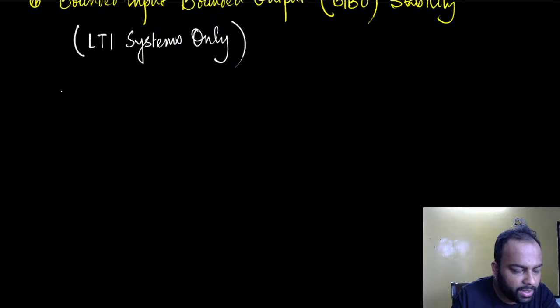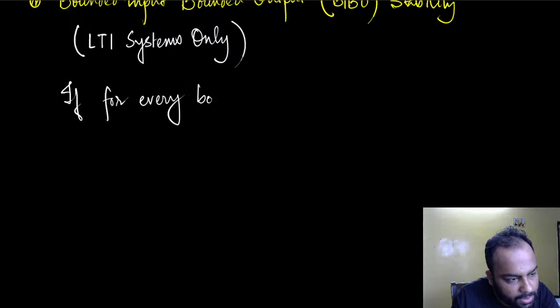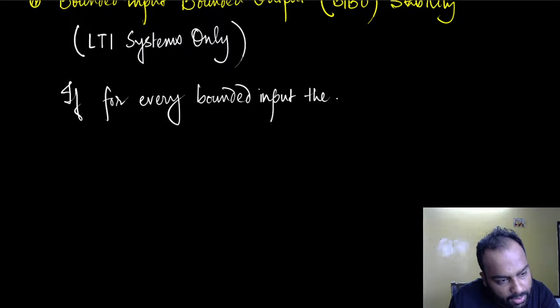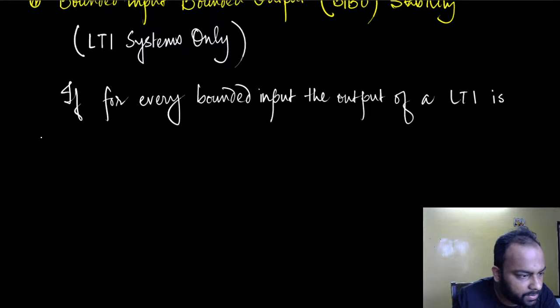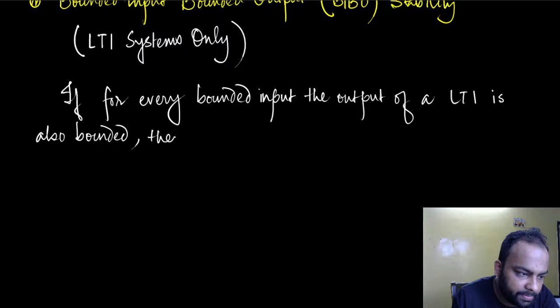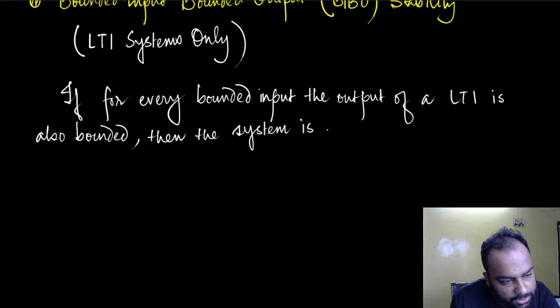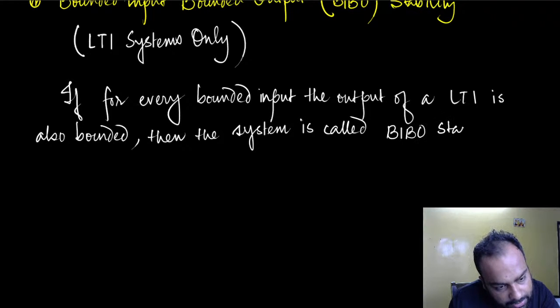This is defined in this way. Okay, so if for every bounded input, the output of a linear time invariant system is also bounded, then the system is called bounded input, bounded output stable.